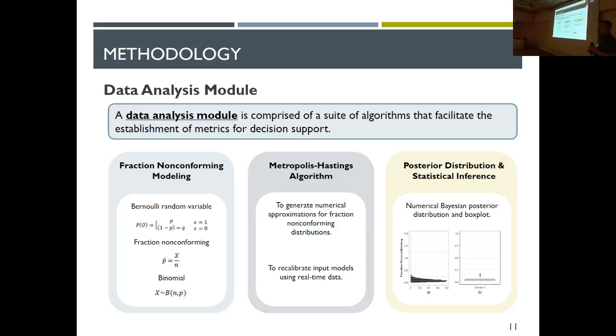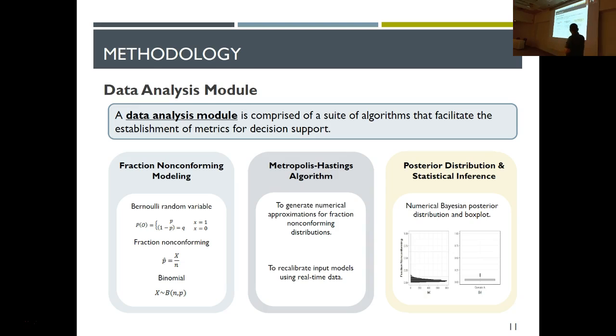And the second algorithm is the Metropolis-Hastings algorithm. It's a specialized type of algorithm from the MCMC method. The capability of this method is that it can be used to generate numerical approximation for any type of distributions. But here, we just use it for fraction non-conforming distributions. And it can recalibrate input models using real-time data. Basically, when new data are collected, they can be fitted into the data analysis model, and new distributions will be generated based on the new data.